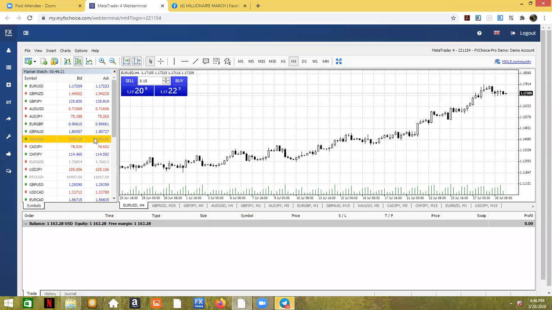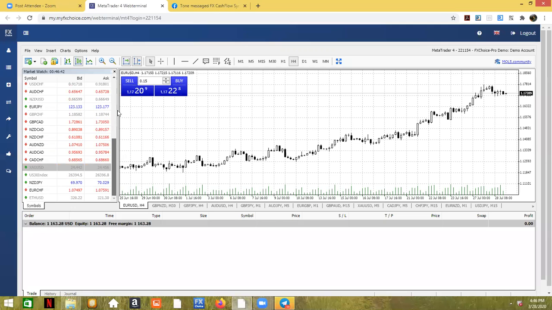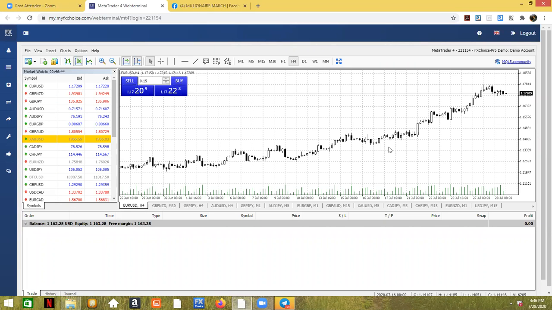So here's the MetaTrader 4 on the laptop. I'm going to show it to you on the phone. I'll have to turn my camera on so you guys can see that. But guess what it does on the phone? It takes this section over here. If you're looking, these are the trading pairs. All the currency pairs are over here. Your chart is in the middle.